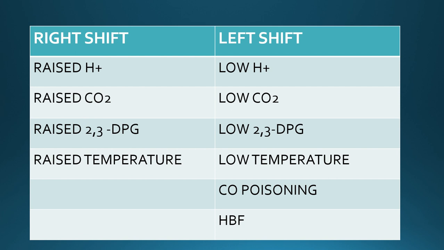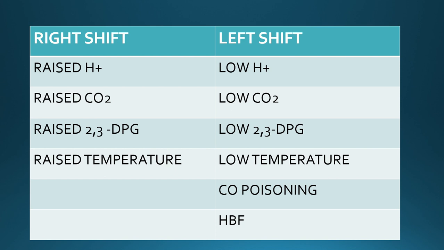The factors that cause the curve to shift to the right are raised hydrogen ion, meaning decreased pH, raised carbon dioxide, raised 2,3-DPG, and raised temperature. Whereas the factors that cause the curve to shift to the left are low hydrogen ions, low carbon dioxide, low 2,3-DPG, low temperature, carbon monoxide poisoning, and HbF, fetal hemoglobin. Now the hydrogen ion, the carbon dioxide, and the 2,3-DPG, we'll be studying in the next slides.